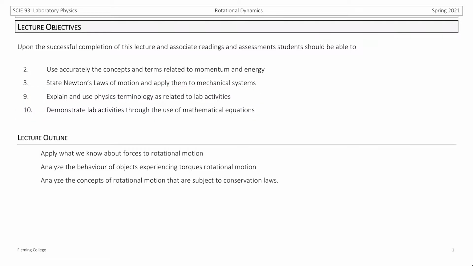A brief outline of this lecture is that we're going to take a look at forces in rotational motion, which we will call torques. So we need to analyze the behavior of objects that experience those torques, which is again a force in a rotational motion. And finally, we need to analyze the concepts of rotational motion and see which ones of them are subject to conservation laws. There'll be some other information that we look at as well.